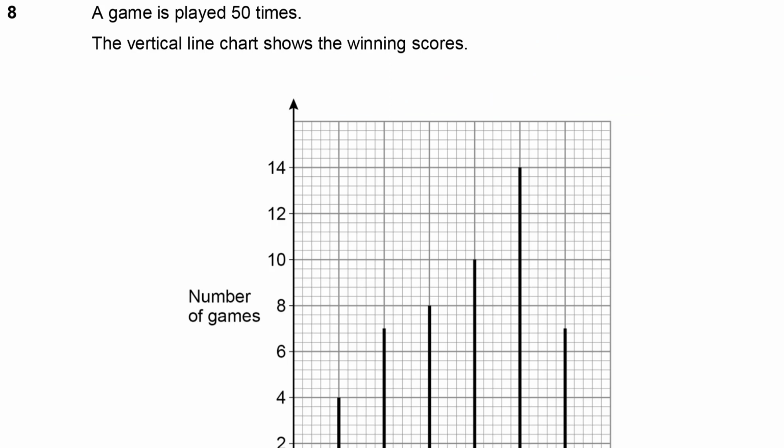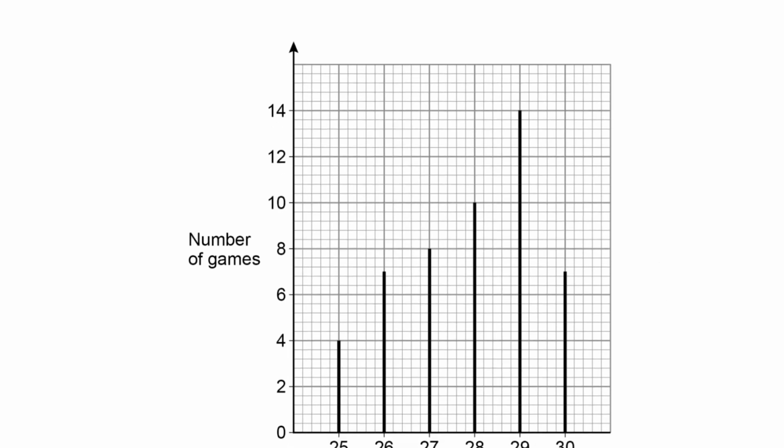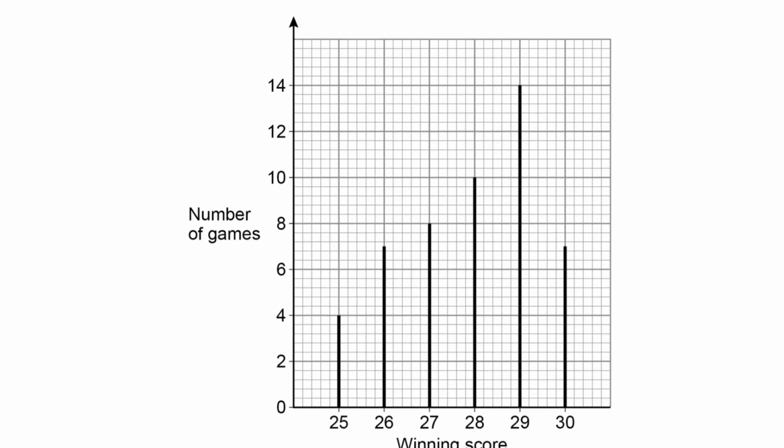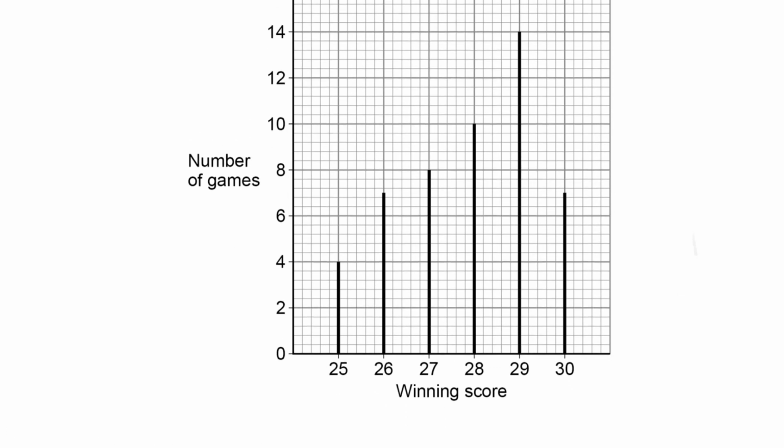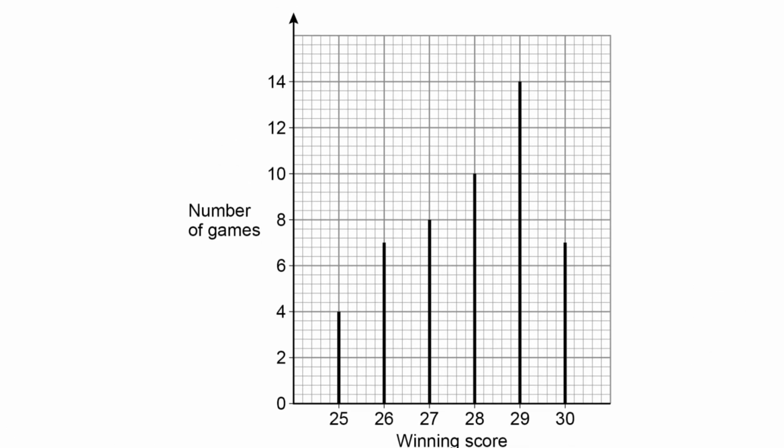Question 8. A game is played 50 times. The vertical line chart shows the winning scores. I've got the number of games up the side and the winning scores along the bottom. Part A says write down the mode. Now mode means most, doesn't it? So which score occurred the most? We can tell because it's going to be the tallest bar on our bar graph.